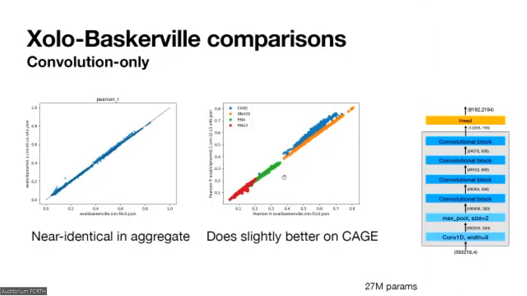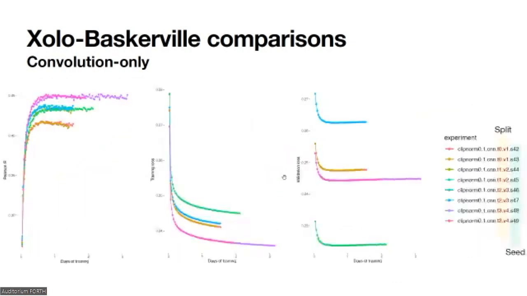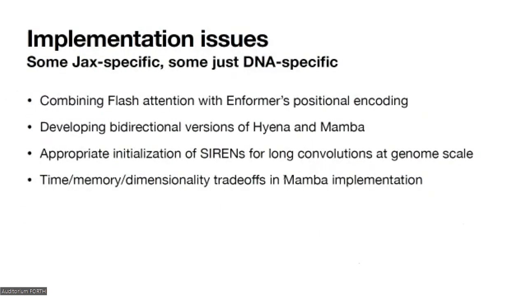I began by comparing my CNNs on JAX to the Baskerville codebase, which is what Borzoi is built on. We get very, very close correspondence in terms of the Pearson-R correlation on the test set. In fact, we do slightly better on the CAGE models, but other than that, pretty much one-to-one. These are some training curves I will skip through for time.